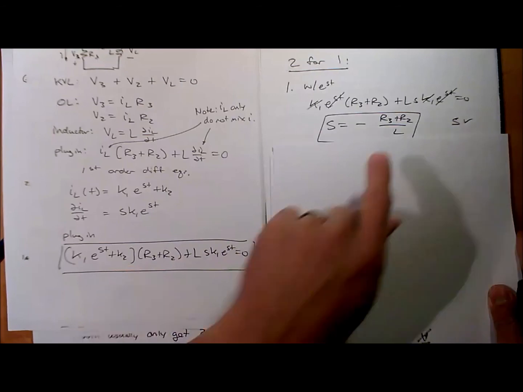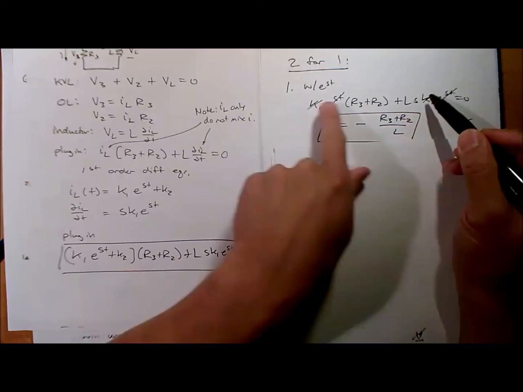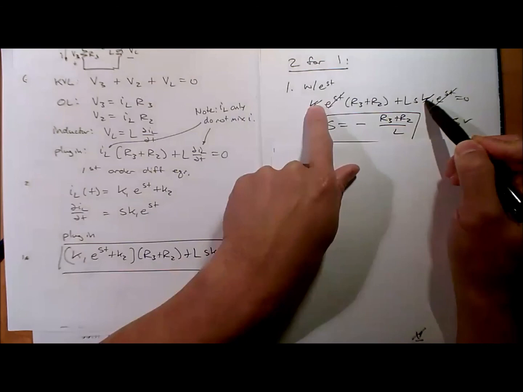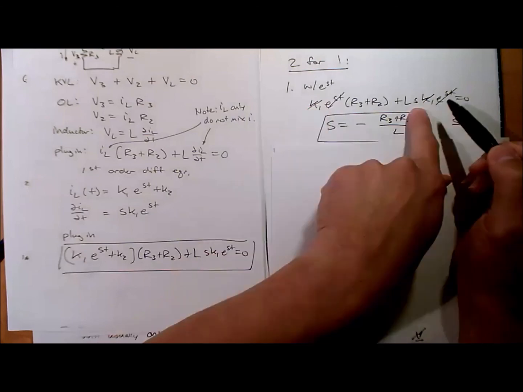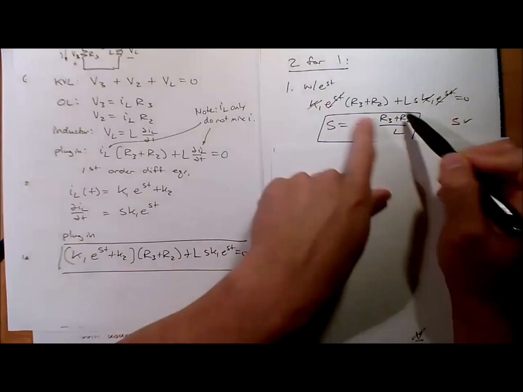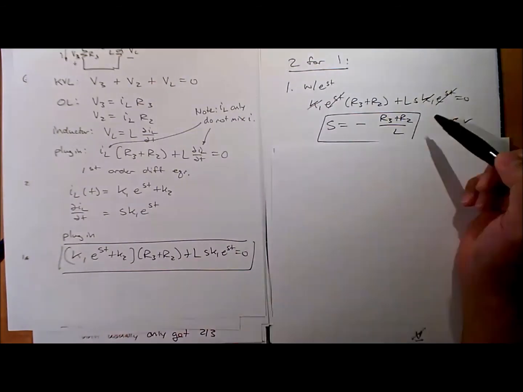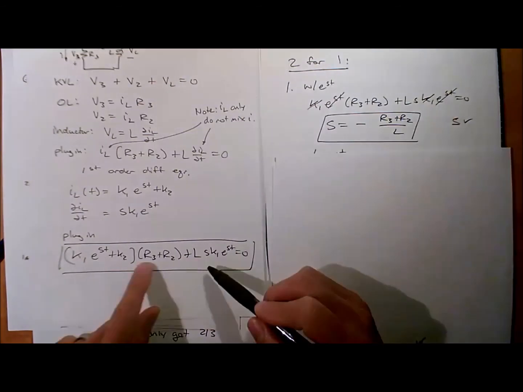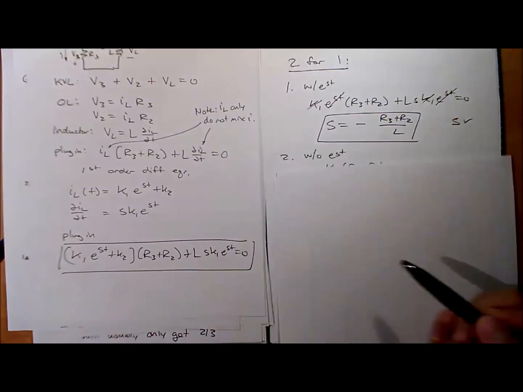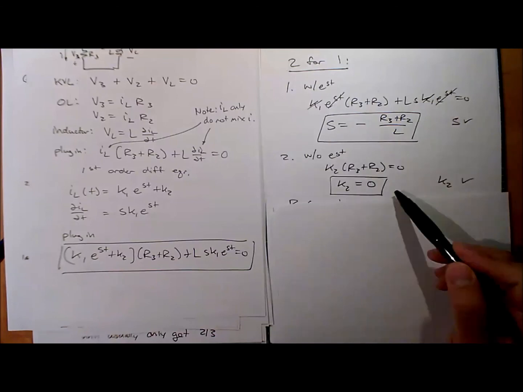So that allows me to solve for S. Look, the K1s cancel. That seems to be a recurring theme. The K1s cancel and I solve for S, and I get negative this divided by L. Good. What about 2? Well, I have K2 times this. Oh, I think it's going to equal 0. Yep, K2 equals 0. Great.